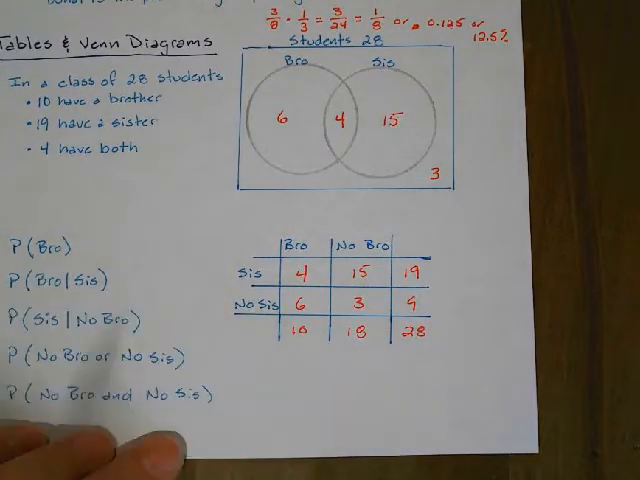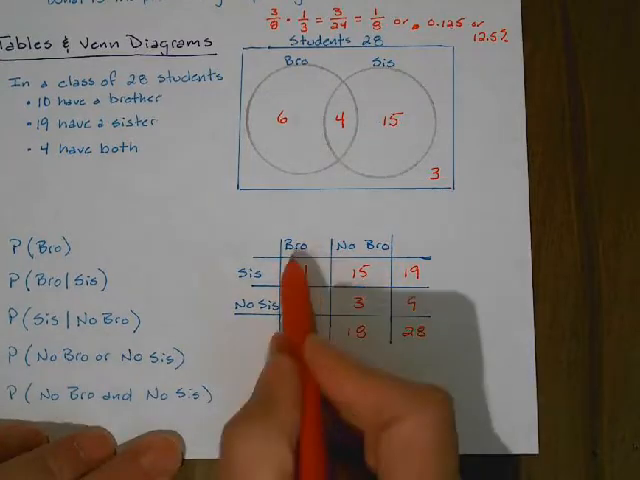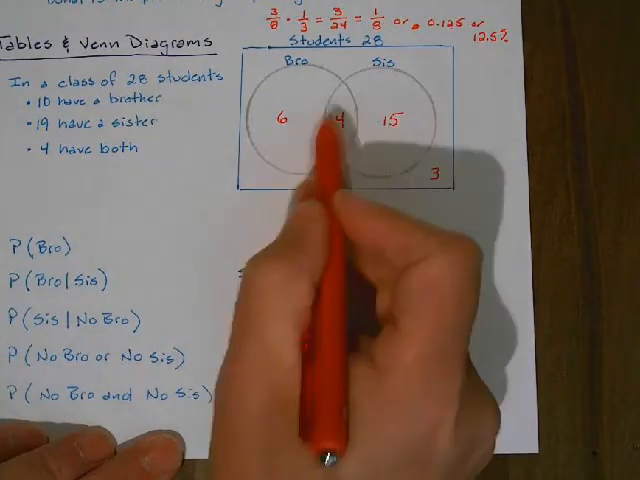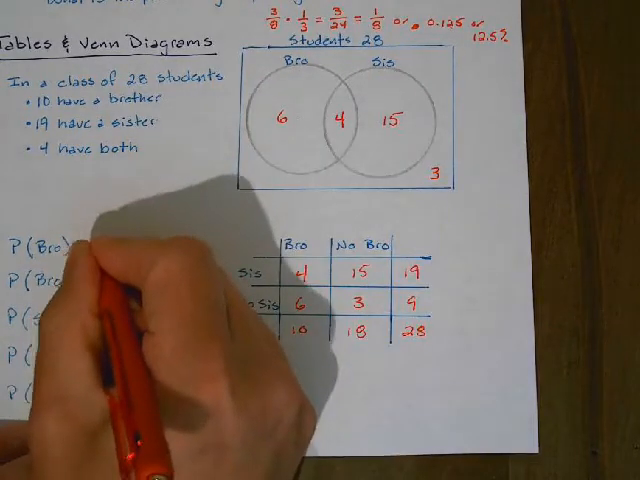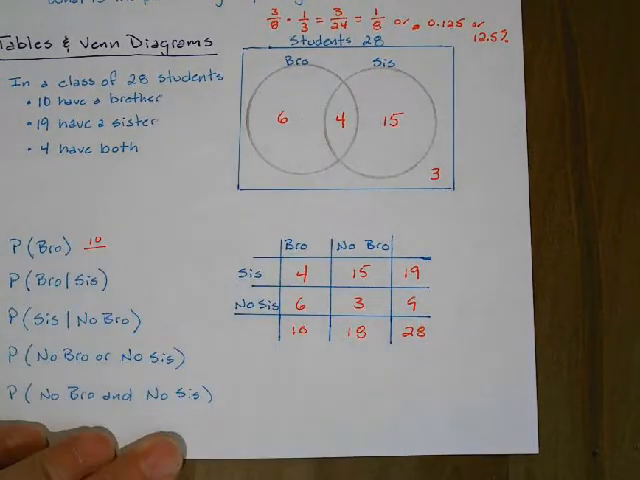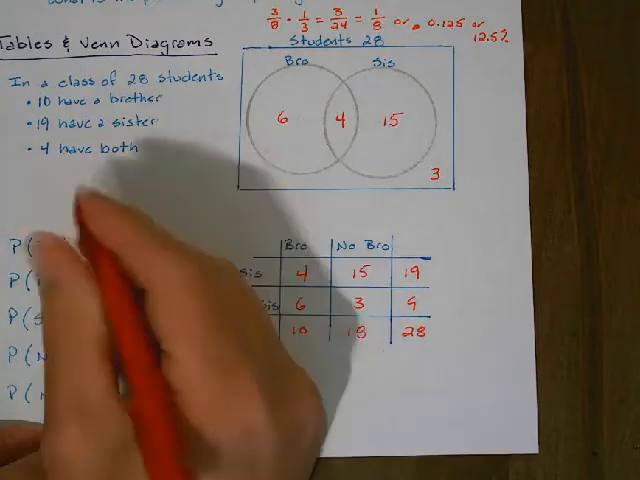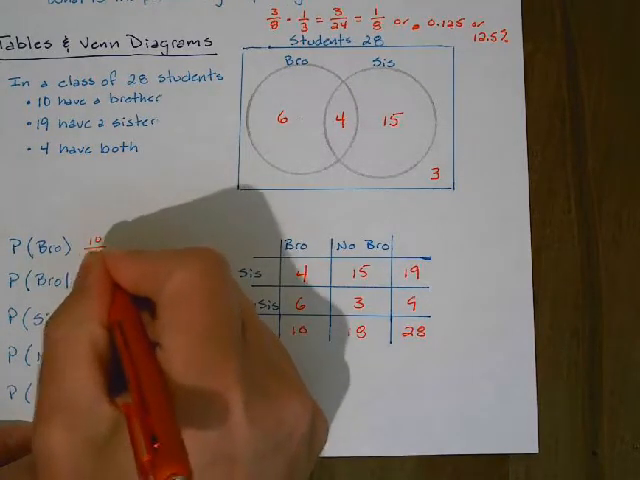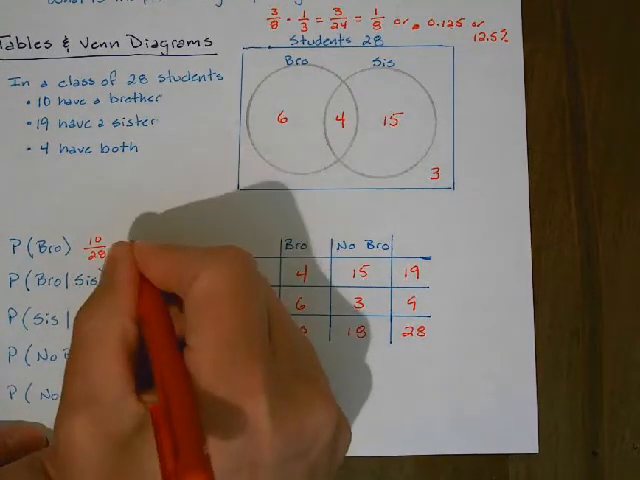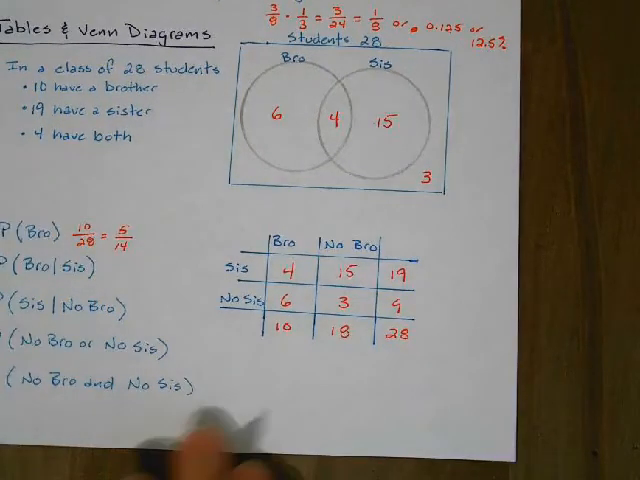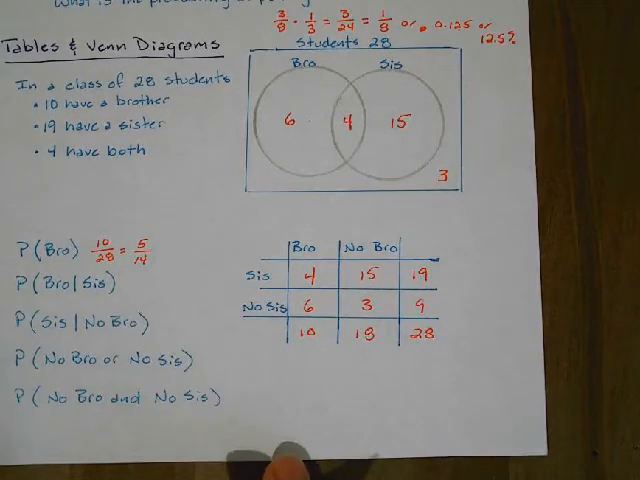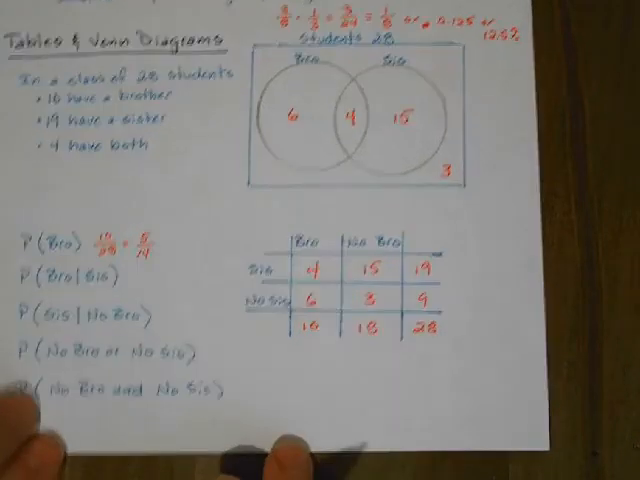All right, so let's look at our probabilities. Probabilities of having a brother. So total brothers is 10, and we can see here there's 10 that have a brother. So that's 10 out of a possible of 28. So having a brother, there's 10 out of 28. We can reduce that to 5 over 14. So we can leave it like that, or if they ask you to round it to nearest thousands, you just plug it into your calculator.